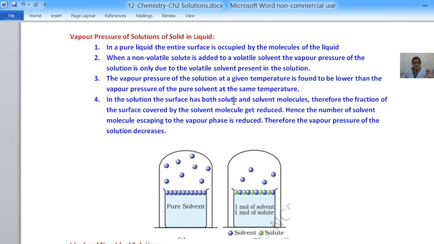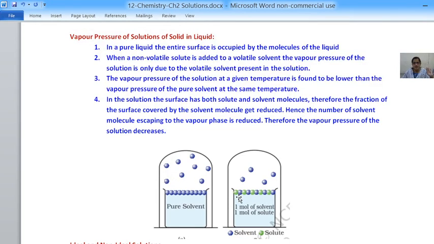Now, what is the reason for this lower vapor pressure of the solution? The reason is that in the solution, the surface has both solute and solvent molecules. Therefore, the fraction of the surface covered by the solvent molecules is reduced, and hence the number of solvent molecules escaping into the vapor phase is reduced. Therefore, the vapor pressure of the solution decreases.